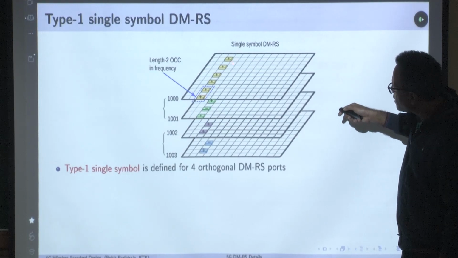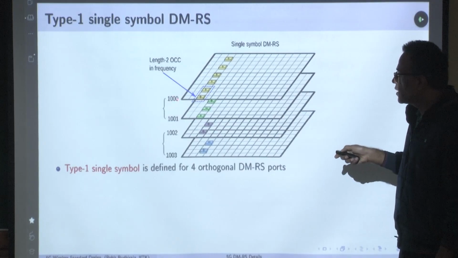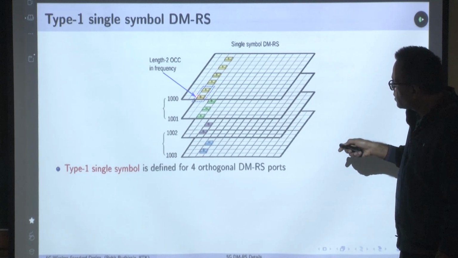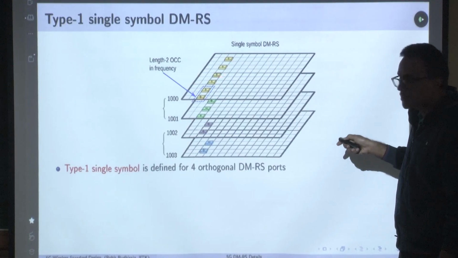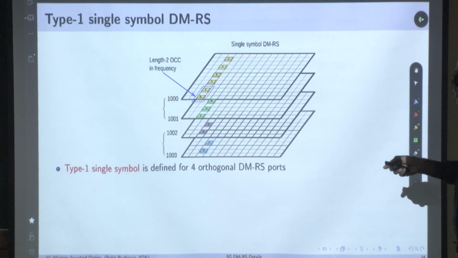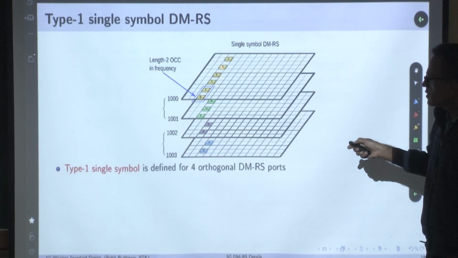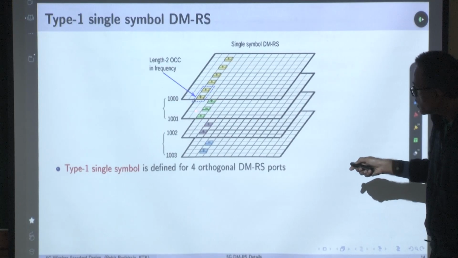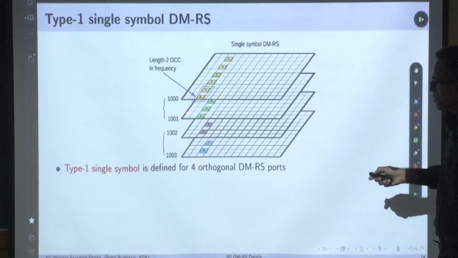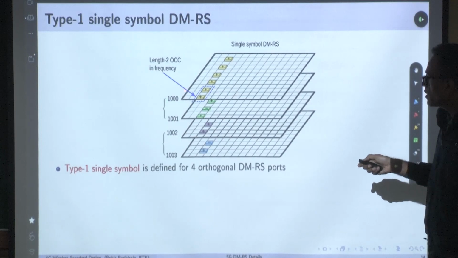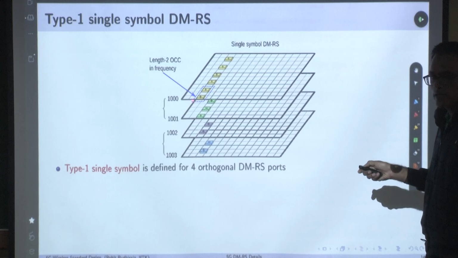This is the pilot for port number 1000. Which resource elements is this port using? The even subcarriers: every alternate one, 0, 2nd, 4, 6, 8 and 10th. Similarly, this one is also using the same subcarriers, 0, 2nd, 4th. Now, how are they made orthogonal? That's what you have to see. They are made orthogonal by using this length 2 orthogonal cover code.